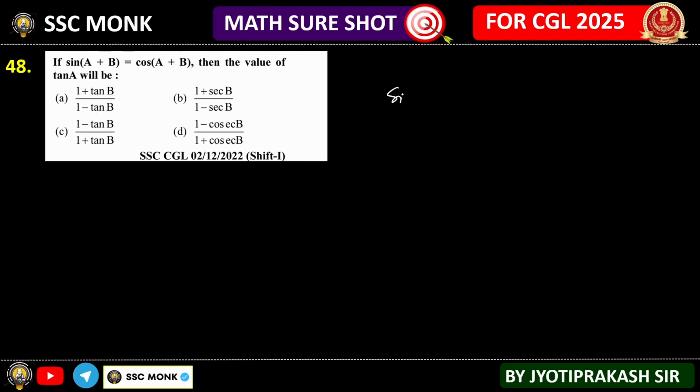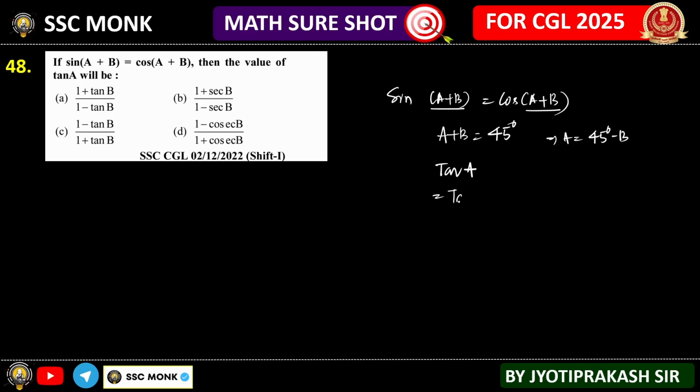See, sin A plus B is equal to cos A plus B. That means, sorry, this is sine. Okay, that means this angle A plus B is equal to 45 degree. Then only they both will be equal. Simple. Okay, now it is asking about tan A. Now see, A plus B is equal to 45. A is equal to what? 45 degree minus B.